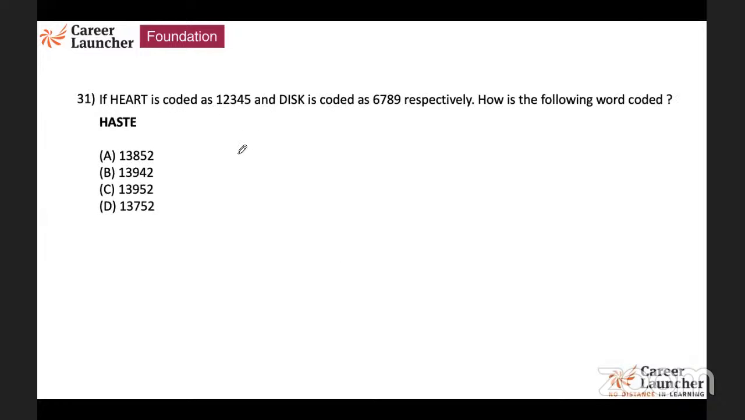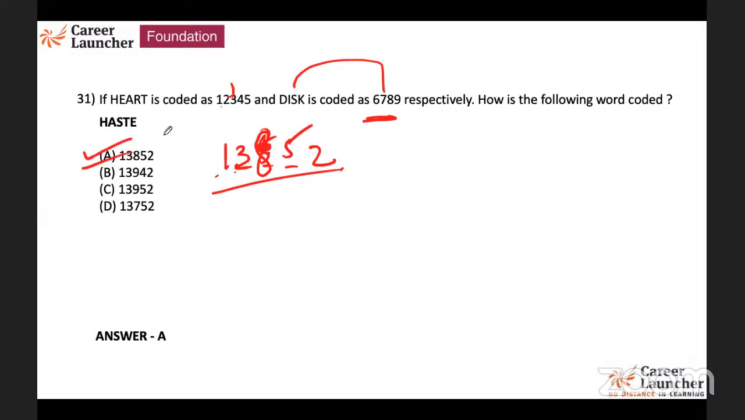I'm not solving it. The answer is HEART. H is 1. E is 2. So therefore, the 1 dash dash dash 2 has to come in. A has to be 3. This has to be 1 3 dash dash 2, which is there in all of them. Then T has to be 5. So 1352, and I got S has to be 8. So therefore 13852 is the answer for this.